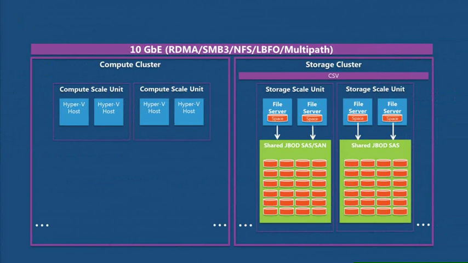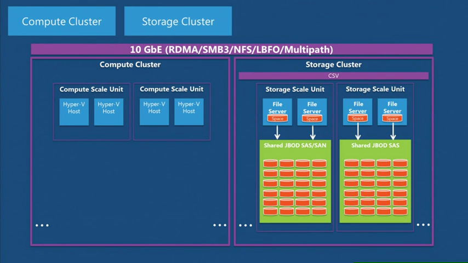So what might that look like? Well, that might look like the non-converged with separate file server storage. So we would have the compute cluster that we see here on the left. We would have a storage cluster that we see here on the right. We take advantage of CSV, so all the nodes in the storage cluster can see the storage. We would use file-based storage, so the VHDs would be accessible to the compute cluster via a simple file share.